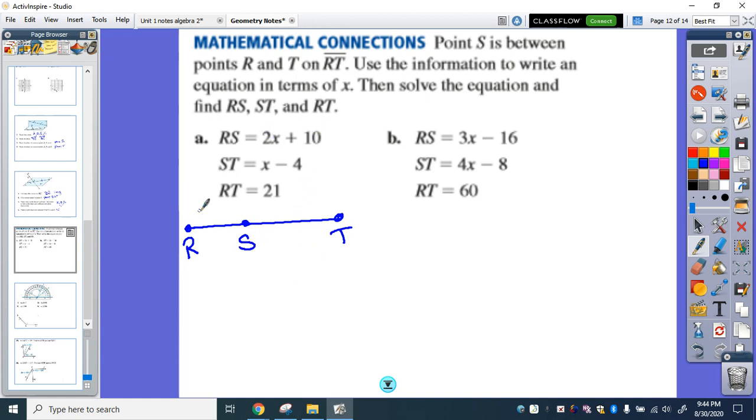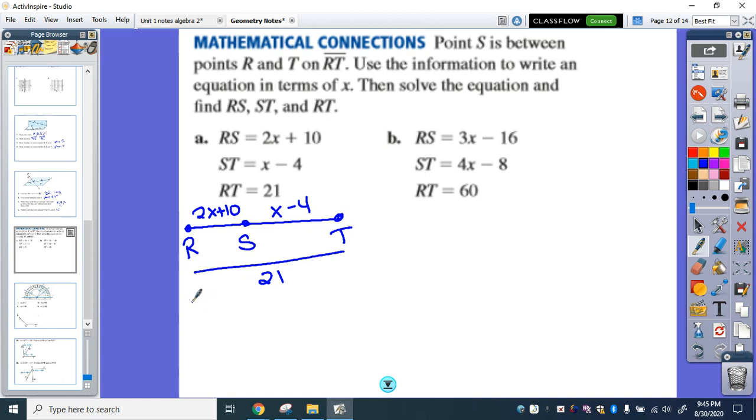They've told us R to S is 2x plus 10, S to T is x minus 4, and the whole thing is 21. They said, use the information to write an equation in terms of x, solve the equation, and find the lengths of the 3 segments. Well, we know the length of RT because they told us.